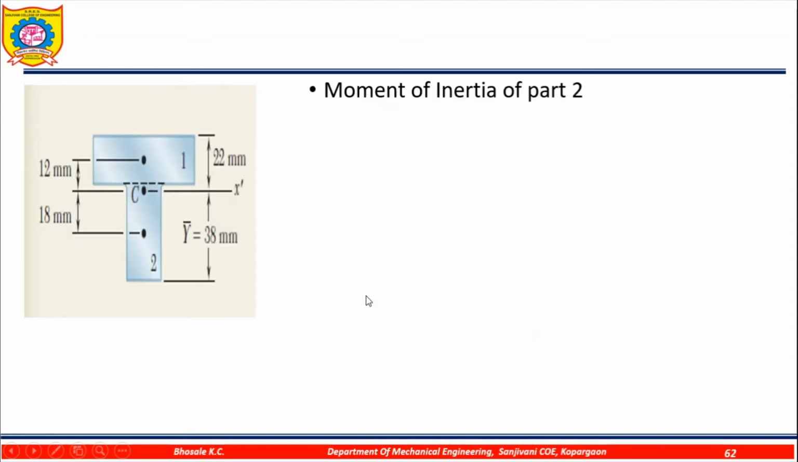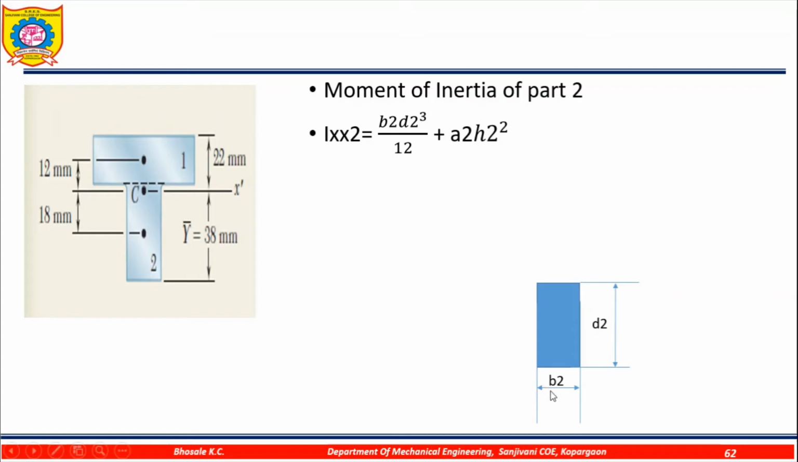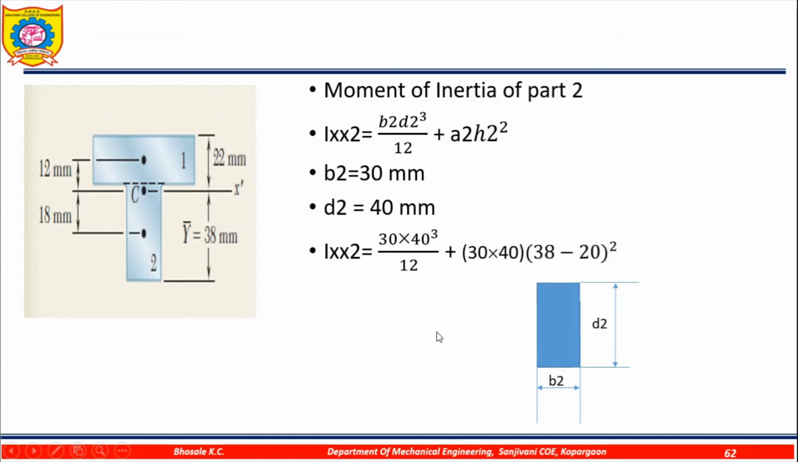Similarly, the moment of inertia of part number 2, that is Ixx2, will be equal to B2 D2 cube by 12 plus A2 H2 square. B2 is the horizontal dimension, D2 is the vertical dimension. So B2 is 30, D2 is 40. Then we have to find H2. H2 is 38, the distance of the CG from the bottom face, minus the CG of this part, that is 38 minus 20, the distance is 18 mm.